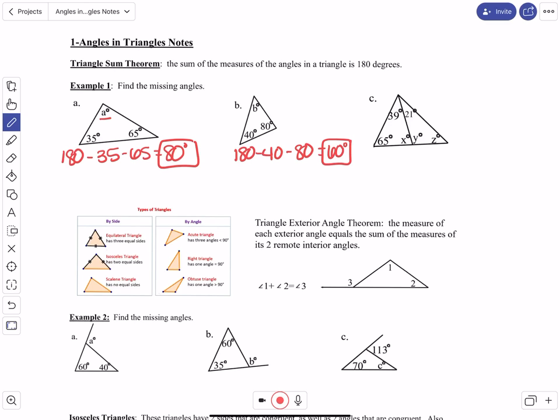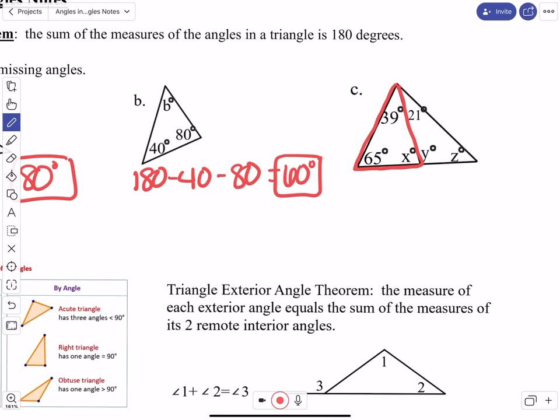We have a little more work to do in it. The first thing that we're going to do is start off with this triangle right here. We're going to find X. We would subtract from 180. We'd do 180 minus the 65 minus the 39. And that would give us, for X, 76 degrees. So X would be 76 degrees, okay?